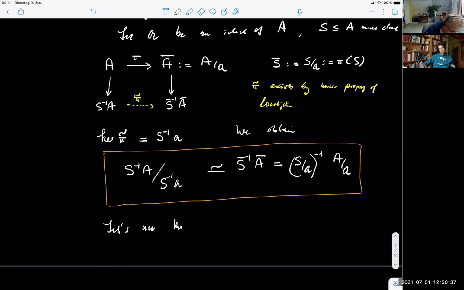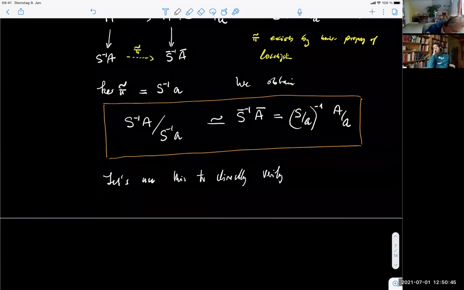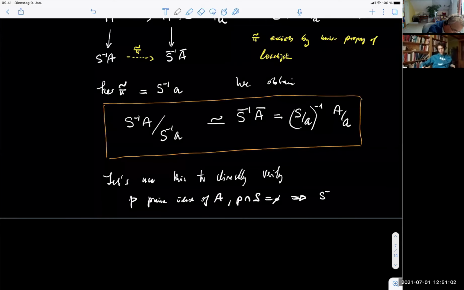Let's use this to directly verify this implication. So, P prime ideal of A, P doesn't meet S, then the extension is prime. It stays a prime ideal.